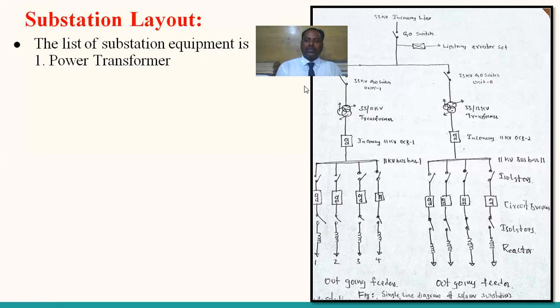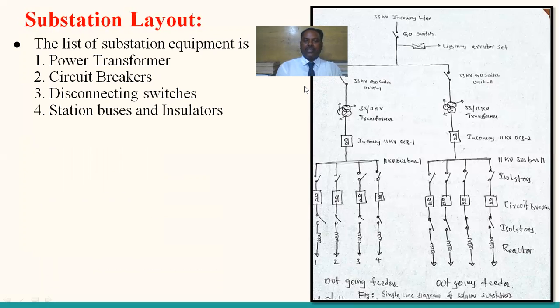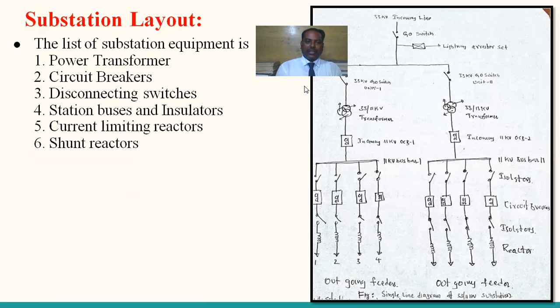The first one is the power transformer. Why is the power transformer mentioned first? The heart of the substation is the power transformer. Then circuit breakers, then disconnecting switches, then station buses and insulators. Station buses means bus bars and insulators, and current limiting reactors. Those reactors are essential to limit the current, and shunt reactors. We will discuss them one by one. The description of each and every component will be discussed one by one.